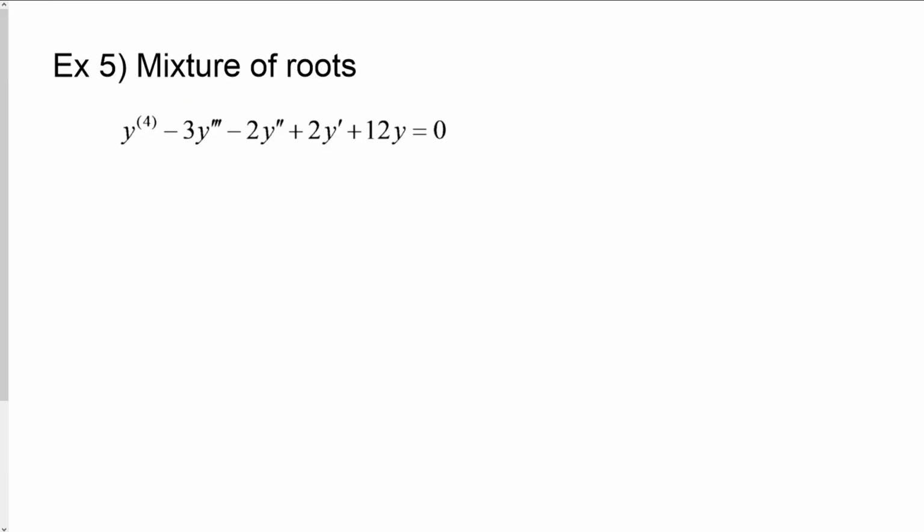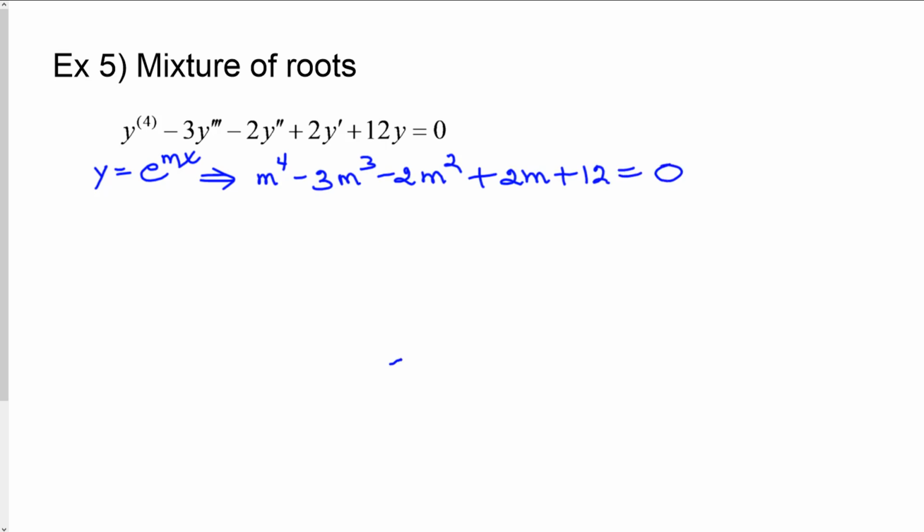All right, in example 5, we have a fourth order differential equation, which typically is difficult to solve, a fourth degree polynomial. So this again is one of those places where you're going to need to either use the graph or use synthetic division to find all of the roots. So if we begin as we did before, assuming that our solutions are of the form y equals e to the mx, then the auxiliary equation we get is m to the fourth minus 3m to the third minus 2m squared plus 2m plus 12 equals 0.